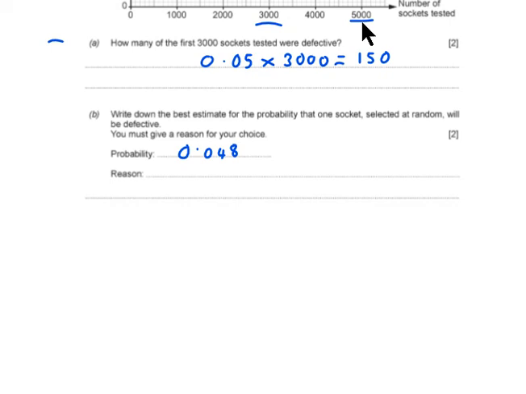And the reason I would give for my choice would be that experimental probability is most accurate when a large number of items have been tested in this case. So if I write greatest number of outcomes, greatest number of sockets tested, that'll give an indication to the examiner that I looked at the 5,000.